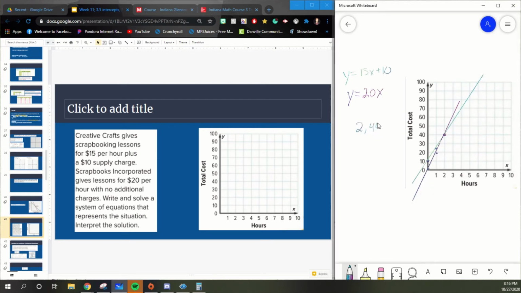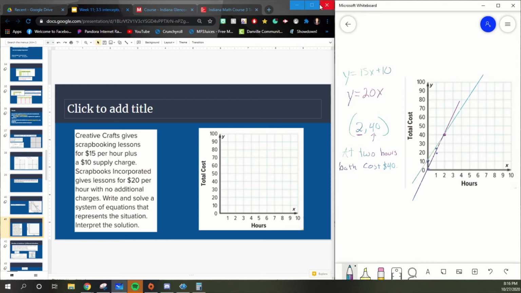So now I need to interpret what that 2, 40 means. Well, that stands for our total cost is going to be $40 for both of these at 2 hours. So I would say at 2 hours, because that's our x, and then y is our total cost. Both, and you could even say Creative Crafts and Scrapbooks Incorporated, cost $40. That's what that solution to the system means. We found where they are equivalent.